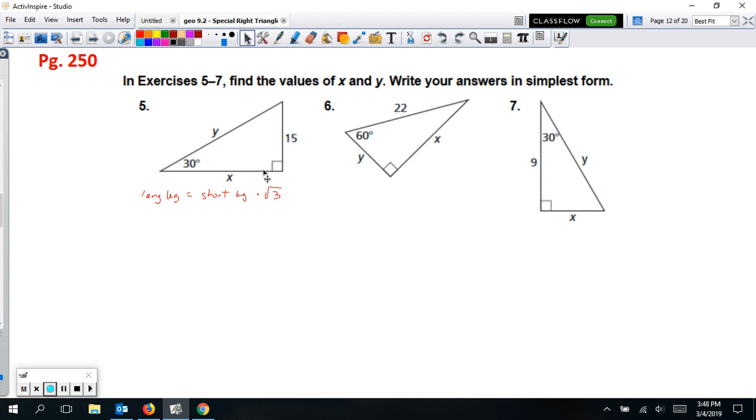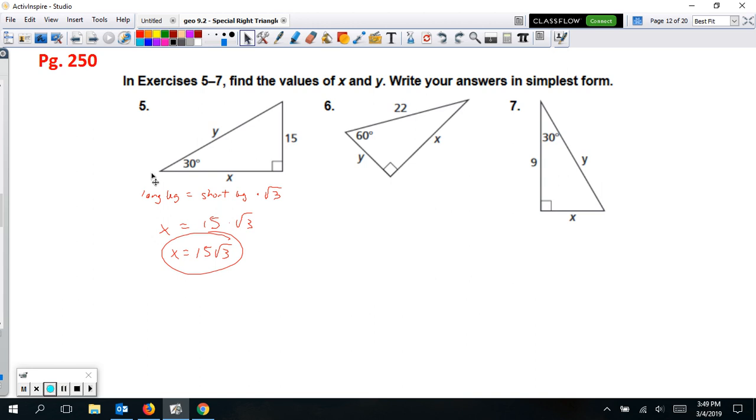So we know our short leg is 15. So x is this one. So we're looking for the longer leg x. X equals 15 square root of 3. And that's all we basically have to do. There's our answer, 15 square root of 3. And then we want to find out what the other one is. So there you can see 15 times square root of 3, same thing as 15 square root of 3. So that's the way we want to write our answer for that one.